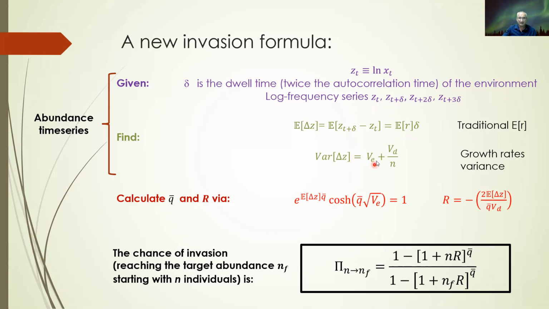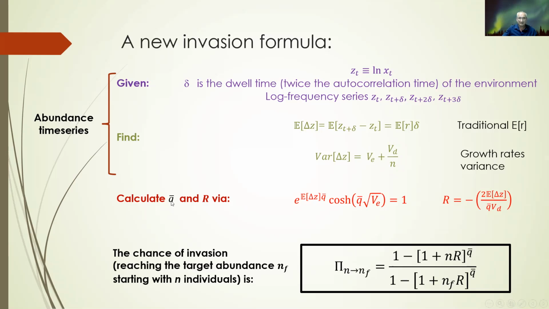One of them is abundance independent, and this is the environmental part that does not depend on the abundance, and the demographic part that decays like 1 over n, like 1 over the abundance. So at the end of the day, we have to retrieve 3 parameters, E of delta Z, VE, and VD, the demographic and the environmental parts of the variance.